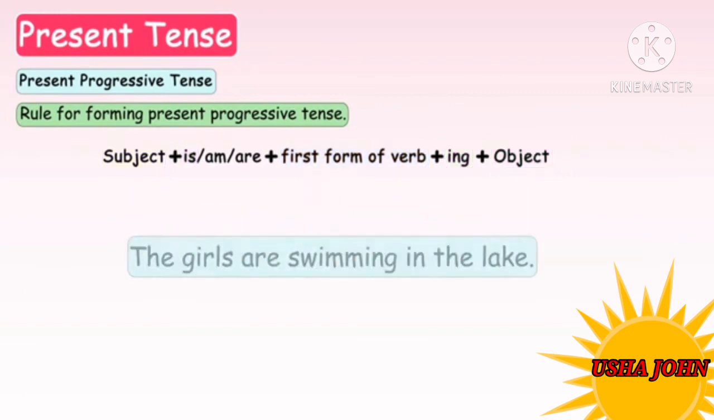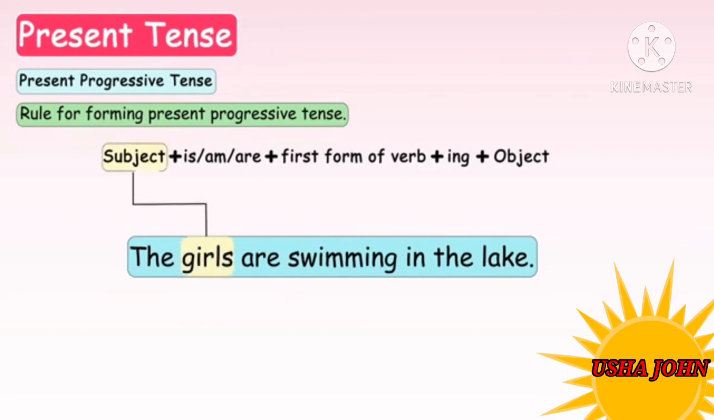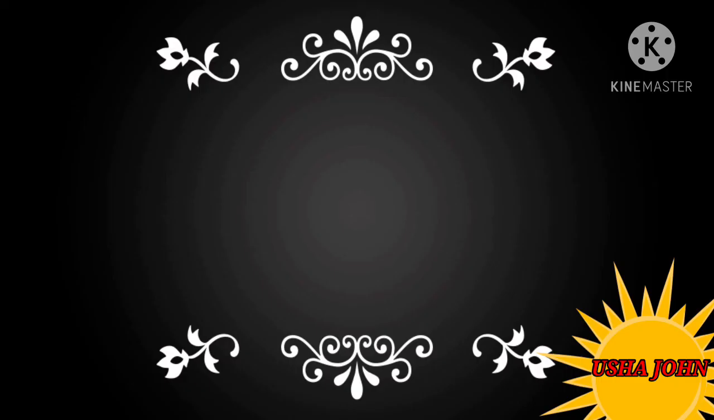Letter is the object. The girls are swimming in the lake. In that, the girls are the subject, are is the helping verb, swim is the first form of verb, ing for progressive tense, lake is the object. Here based on the subject we are using the helping verb are.